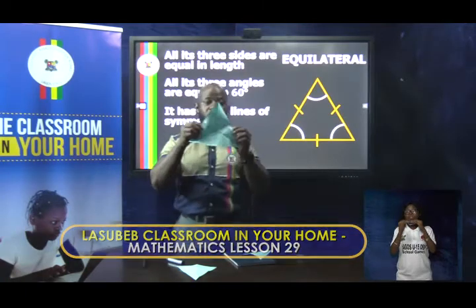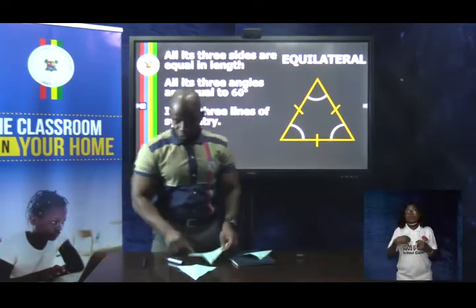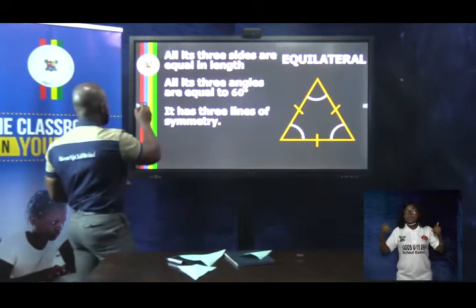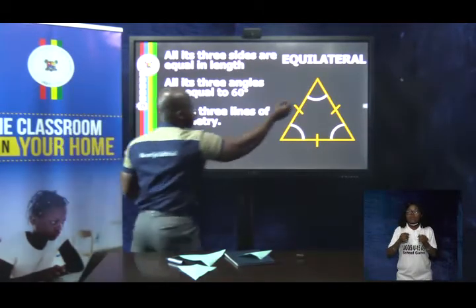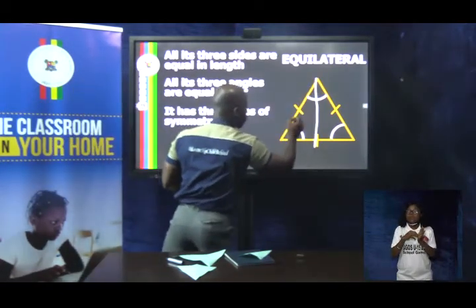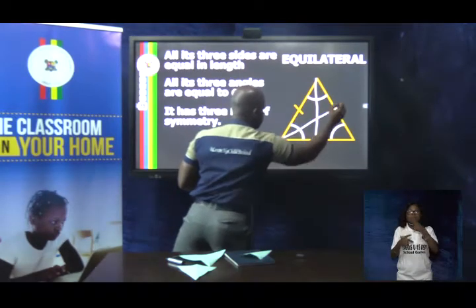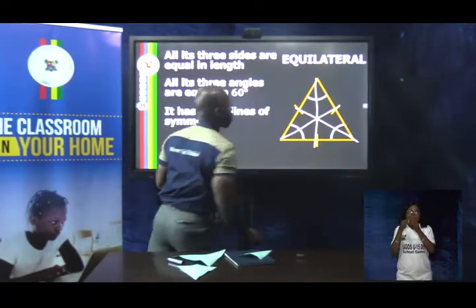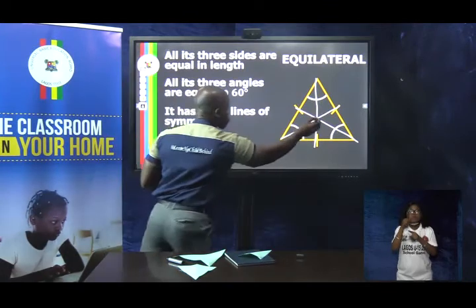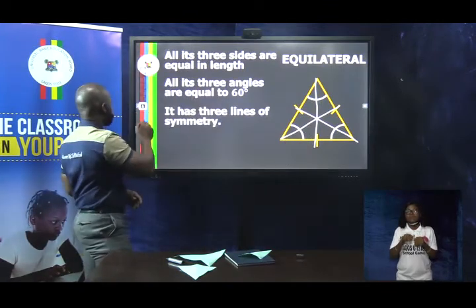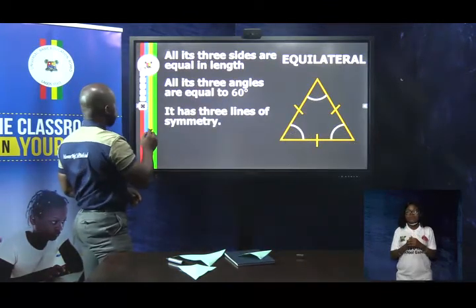So these are the 3 lines of symmetry. An equilateral triangle will have 3 lines of symmetry running down the middle, and they meet at one point. Okay, so then it has rotational symmetry of order 3.